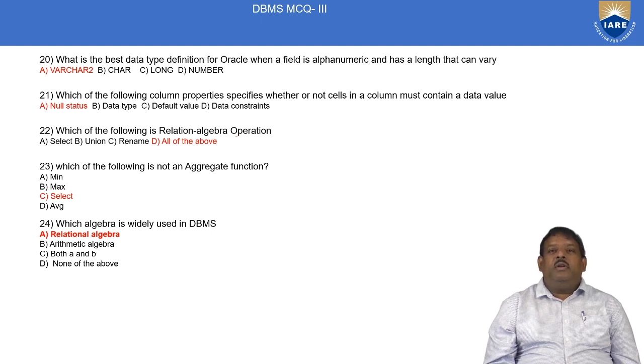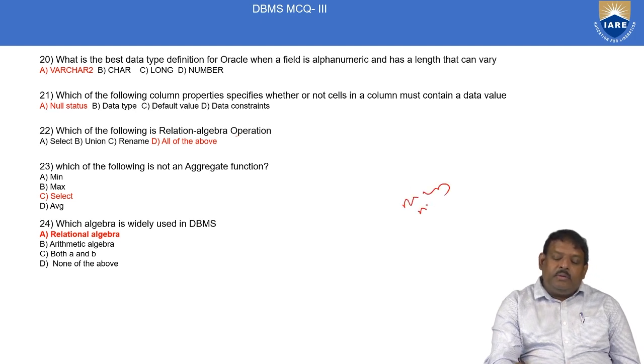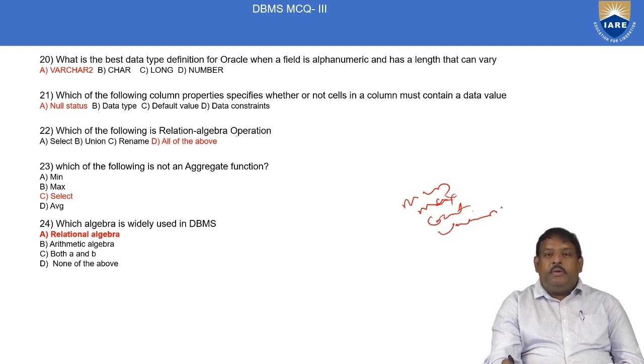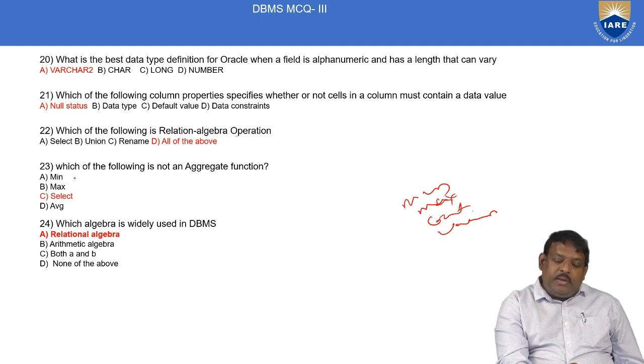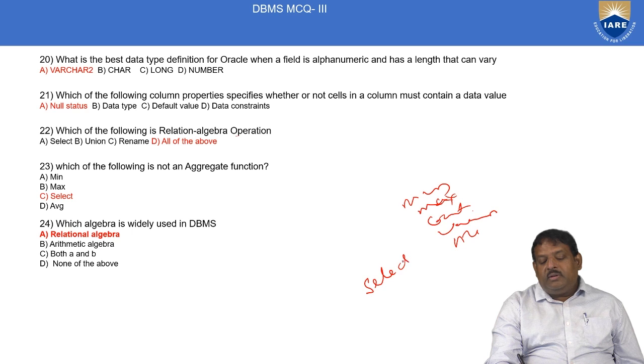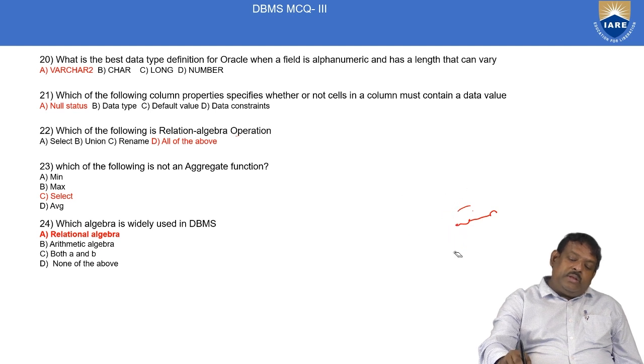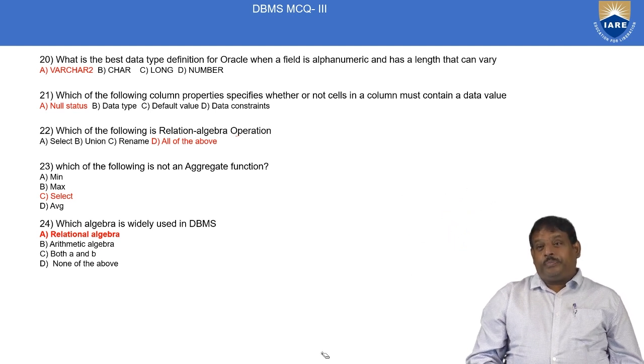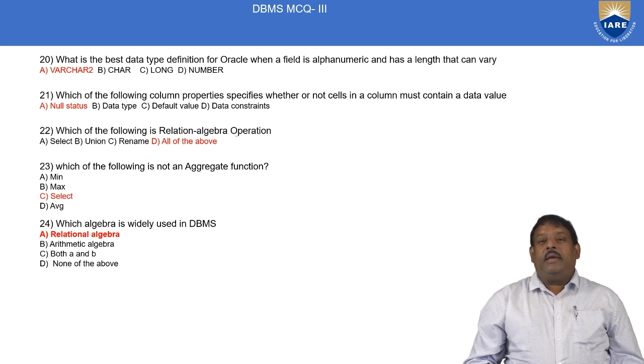Next, which one of the following is not an aggregate? Now, what are the aggregate functions we know till now? We have min, max, count, variance. Min is an aggregate function, max is also an aggregate function, average too. So, the only left out answer is select. Aggregate functions are used to get the minimum value, maximum value, count, variance, etc. So select is not an aggregate function.